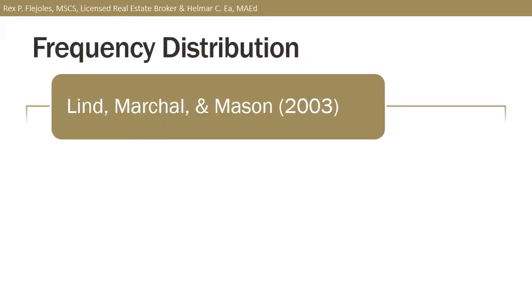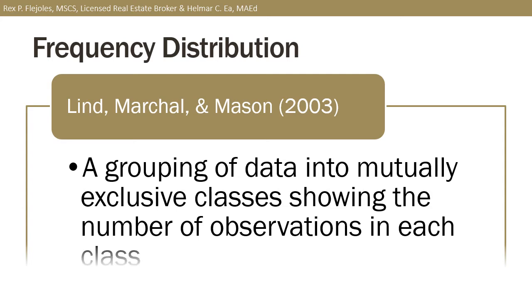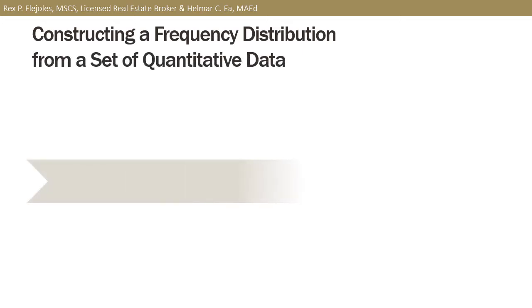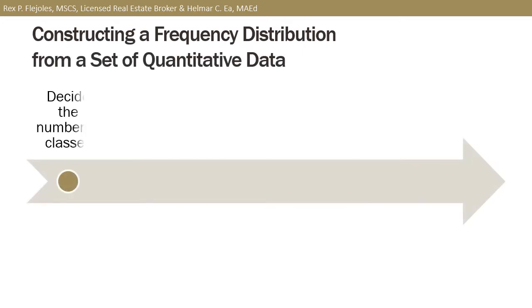Frequency distribution. Frequency distribution is defined as a grouping of data into mutually exclusive classes, showing the number of observations in each class. These are the steps in constructing a frequency distribution. First, decide the number of classes. Class refers to one of the categories into which data can be classified.